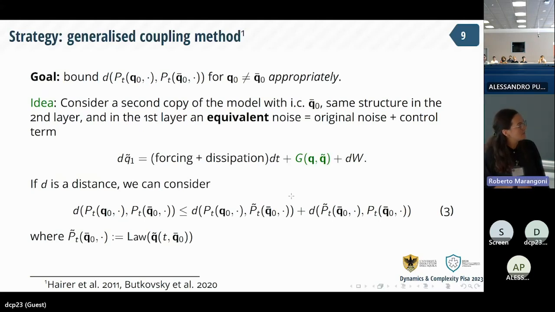So the idea is, instead, a generalized coupling, which here I cite to Butkovsky, Kulik, and Scheutzow 2020, but there were several works also before that, which maybe called this method asymptotic coupling.